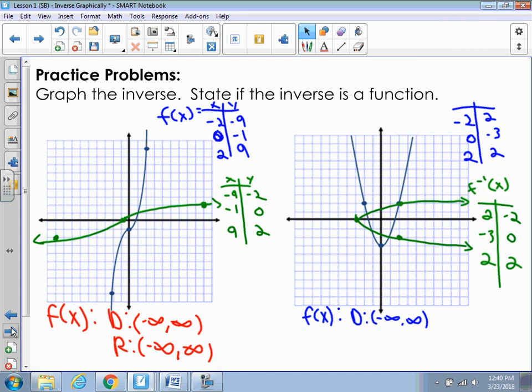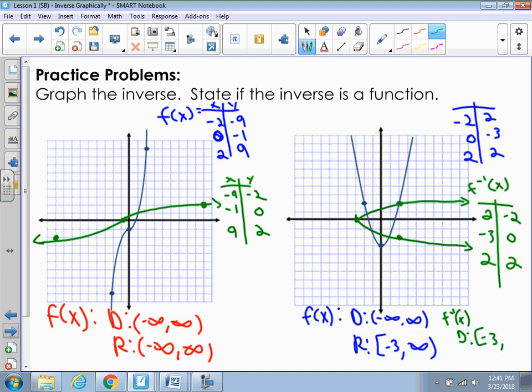The range, okay, the lowest it can go is negative 3, and then it goes on to positive infinity. Okay, now let's look at our inverse. The domain for our inverse goes from negative 3 to infinity, whereas the range now goes from negative infinity to infinity. Notice that the domain and the range from the regular function flip-flopped in the inverse.